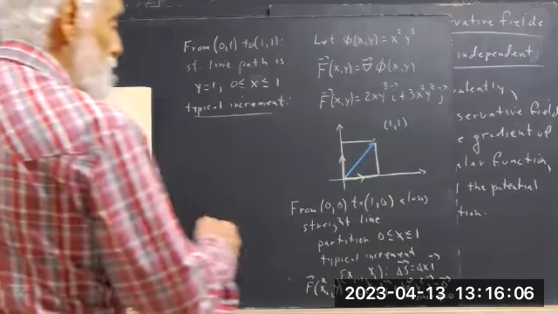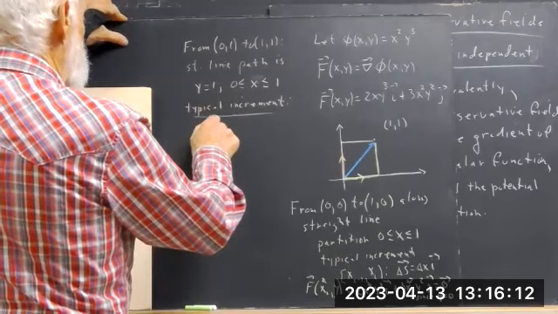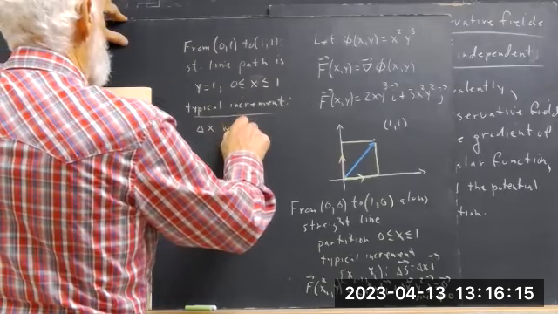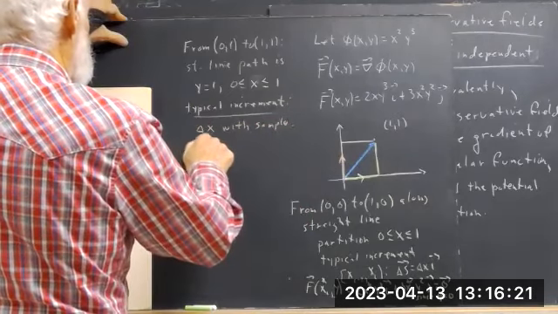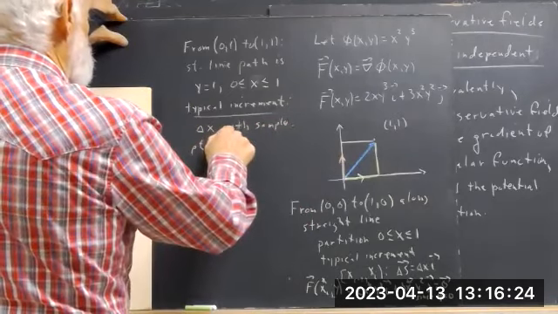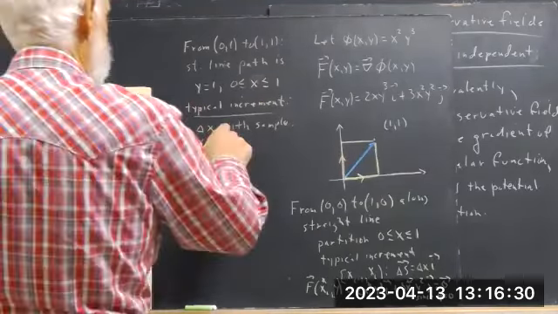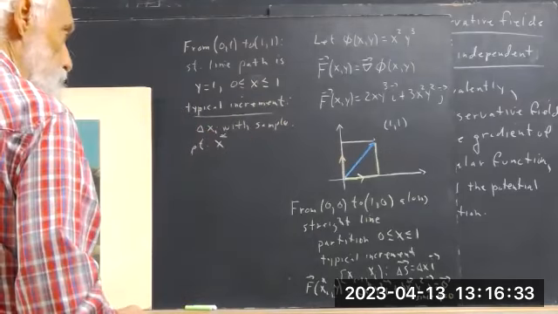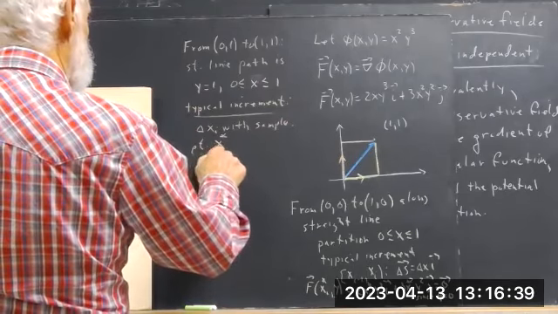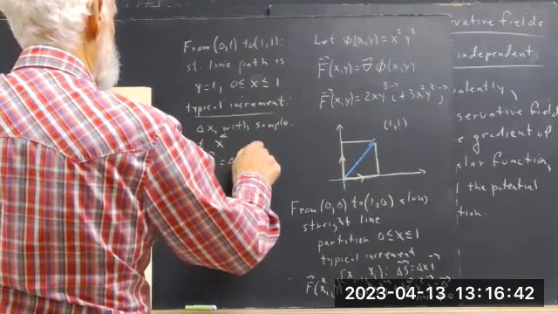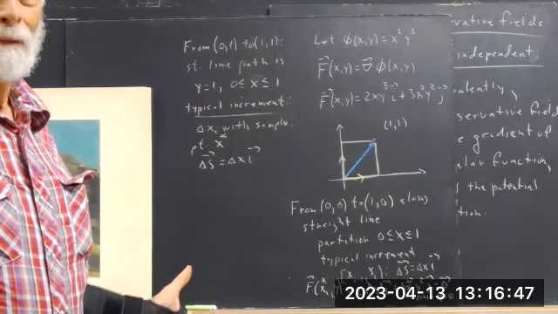So typical increment. I'm not even going to use R's, I'm going to use delta X. Put an i on it. Consistency. Delta S is delta X i. When I first threw this out, nobody had delta S's.